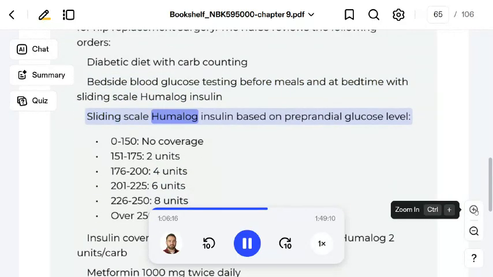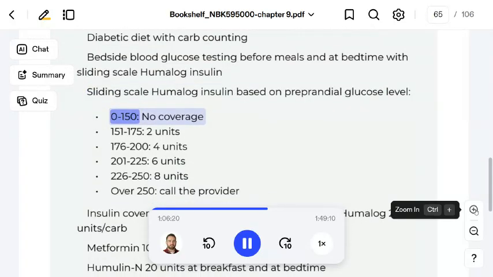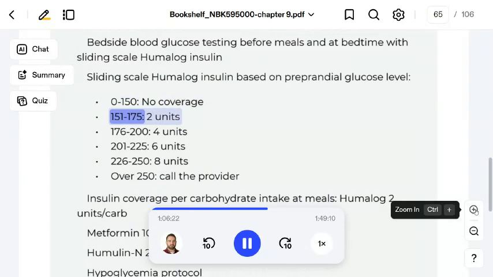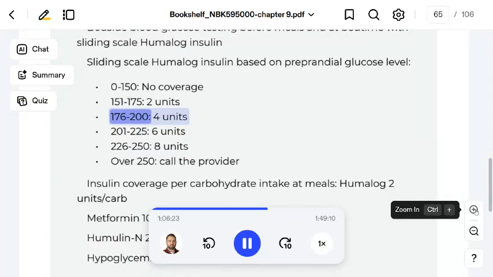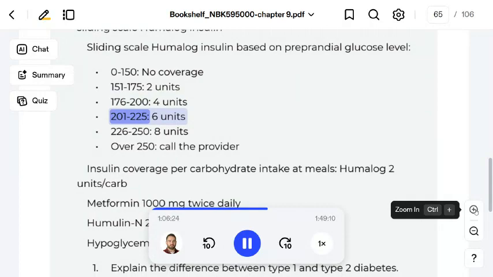Sliding scale Humalog insulin based on preprandial glucose level: 0 to 150, no coverage. 151 to 175, 2 units. 176 to 200, 4 units. 201 to 225, 6 units.